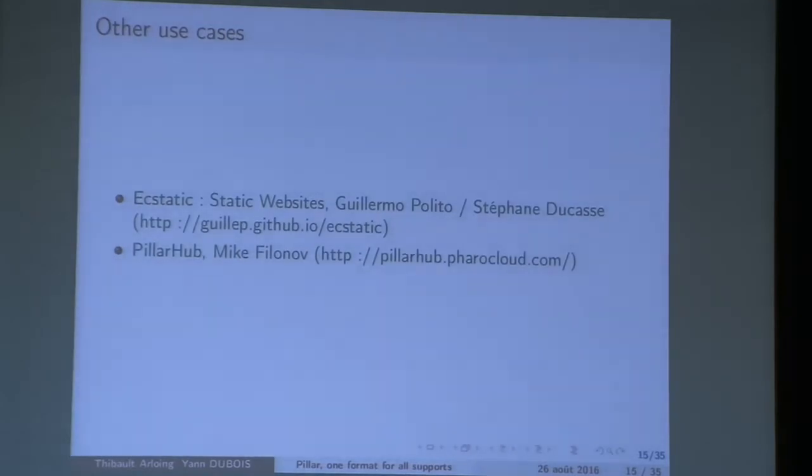Some other use cases: you have Ecstatic, to make a static website. And the Pillar Hub, a site where you can write Pillar and see the result in the browser at the same time. For Ecstatic, we will migrate it to Pillar 4, so it's not yet there. It was working on the previous version.